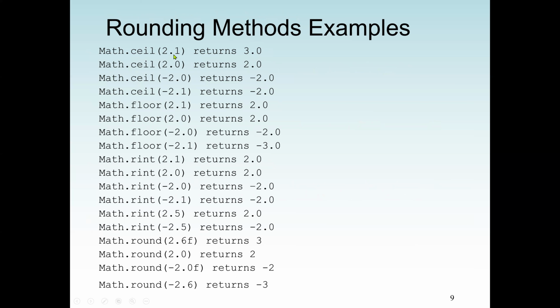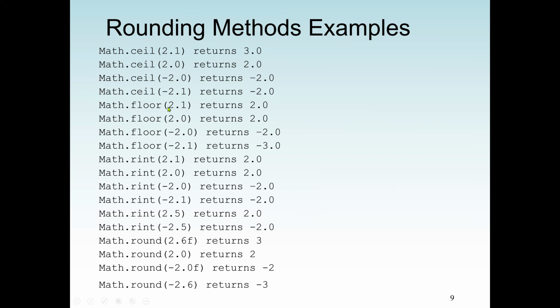So ceil of 2.1 will give me 3.0 because we round it up, so 3.0. Now ceil of 2.0 is the same, 2.0. There's no change. Negative 2.0 is also the same, negative 2.0. But negative 2.1 will give me negative 2.0 because it's rounded up. Negative 2 is bigger than negative 2.1.